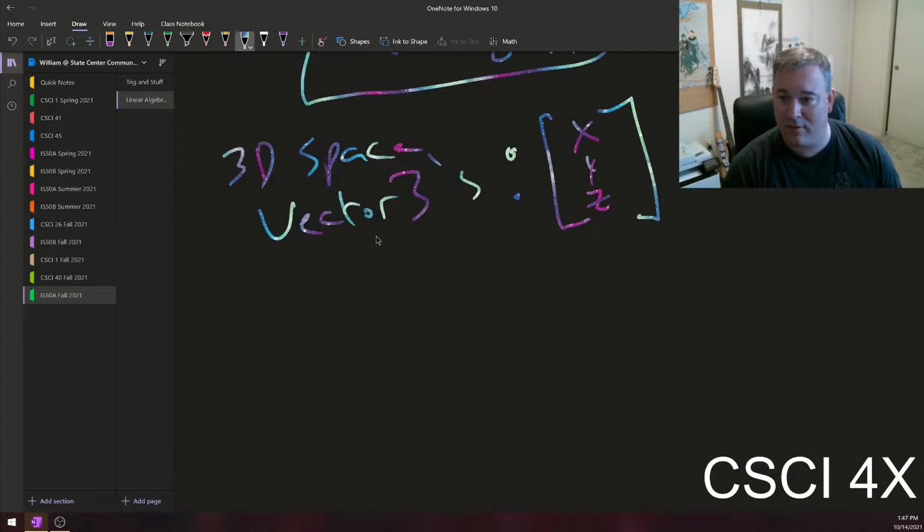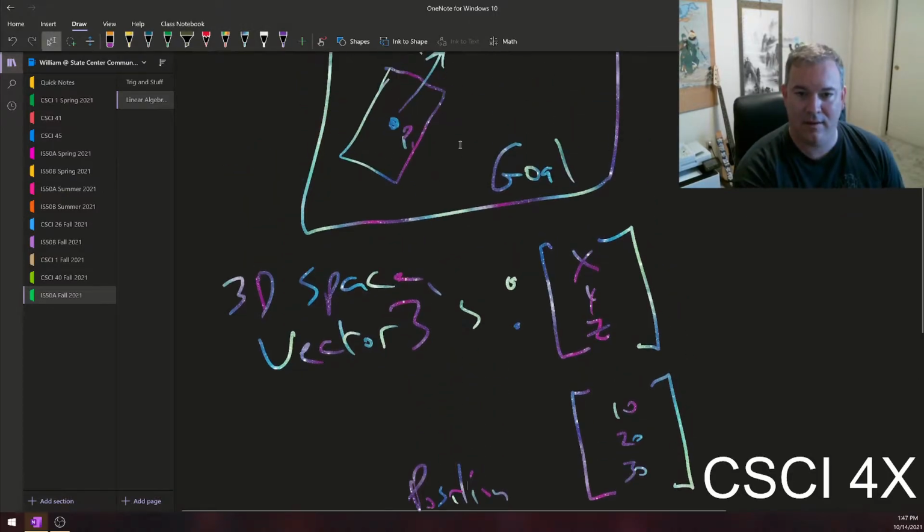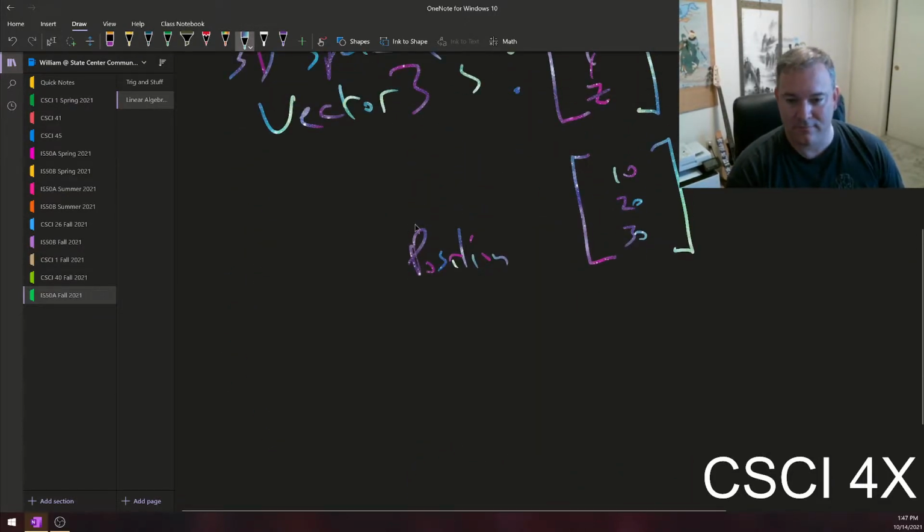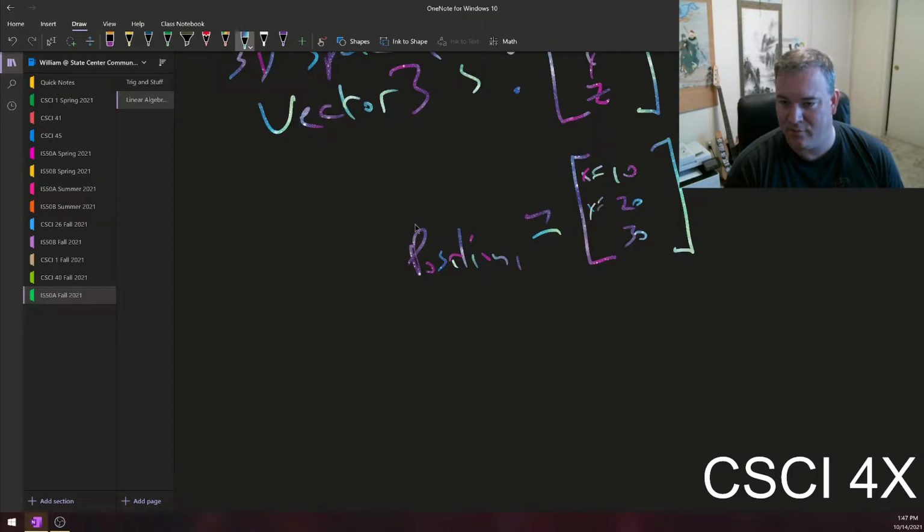And so a vector can represent a position. For example, if the position is 10, 20, 30, we'd write the position of 10, 20, 30. So this could be like the position of the car. P1, position 1. Say position 1 is at X is equal to 10, Y is equal to 20, Z is equal to 30, right?